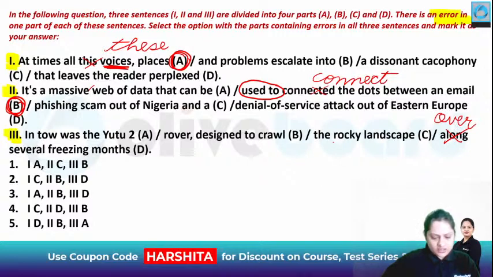Okay. Arvind is saying, ma'am, used to plus ing we use gerund form. Okay, when do we do that? When we are mentioning the name of an activity. Only in that case we use ing. So after used to, when do we use gerund form, Arvind? When we are mentioning the name of an activity, which we are not doing here. Okay, so the D part has your error in the third statement. So based on this, your answers will be 1A, 2B, 3D.